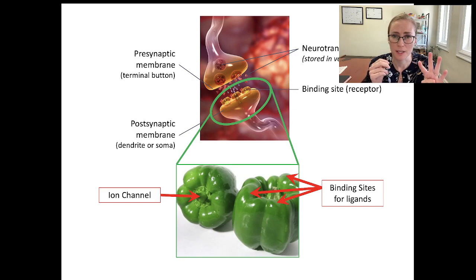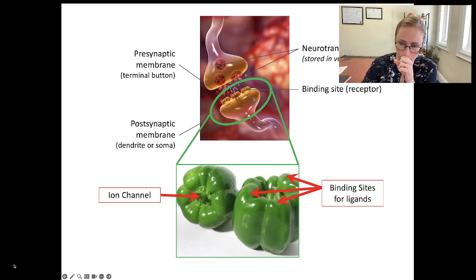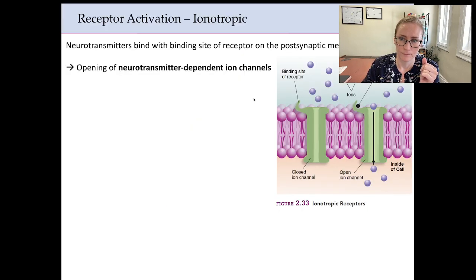Those 4 ions are basically moving in and out of those receptors, meaning ion channels. Sorry. Receptors, in this case, ion channels, these are synonymous because these are all receptors or binding sites. All of these receptors are ion channels. So neurotransmitters binding with those receptors on the postsynaptic membrane. Again, the postsynaptic membrane is going to be dendrites or soma.